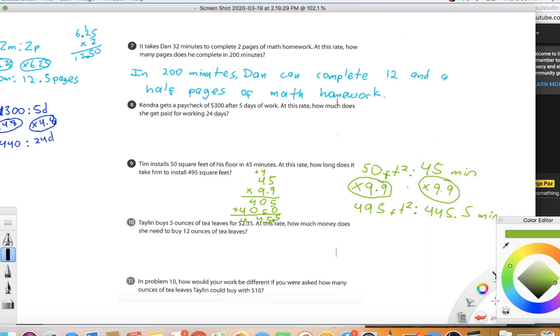Let's go to number 10. Let's change our color. We haven't done red or pink. Let's do pink. So number 10 says Talon buys 5 ounces of tea leaves for $2.35. So he buys 5 ounces. We'll put an O next time for $2.35.